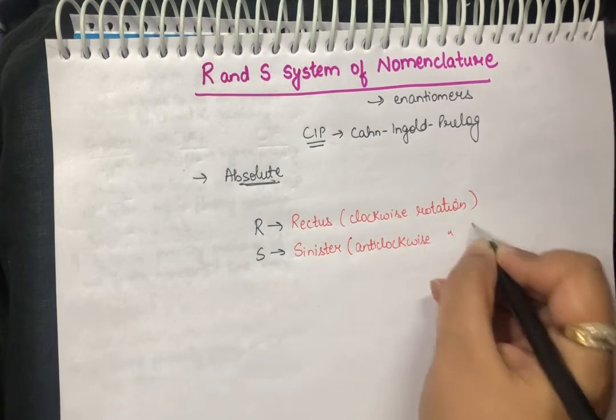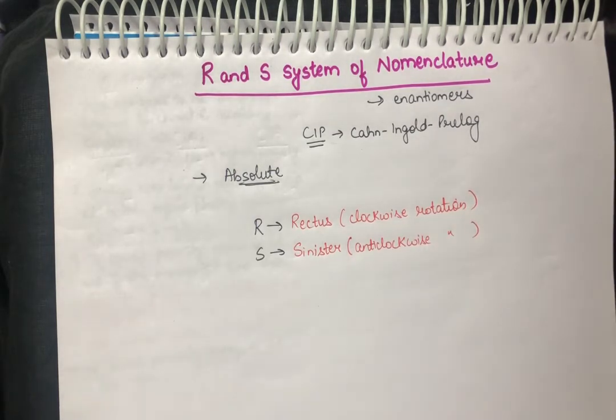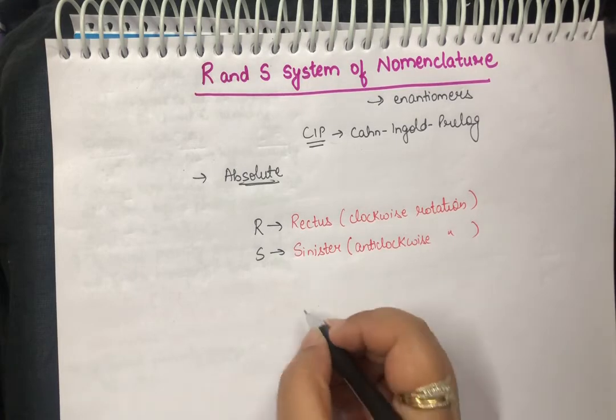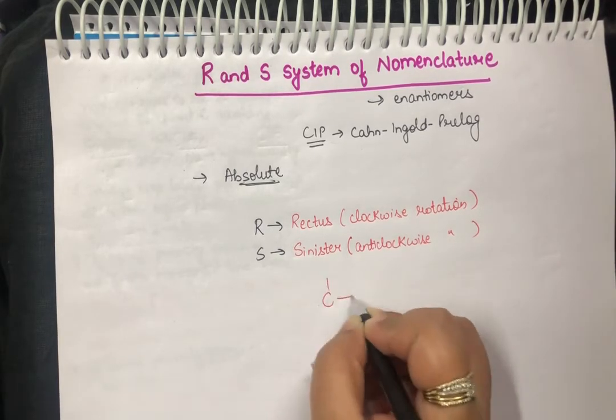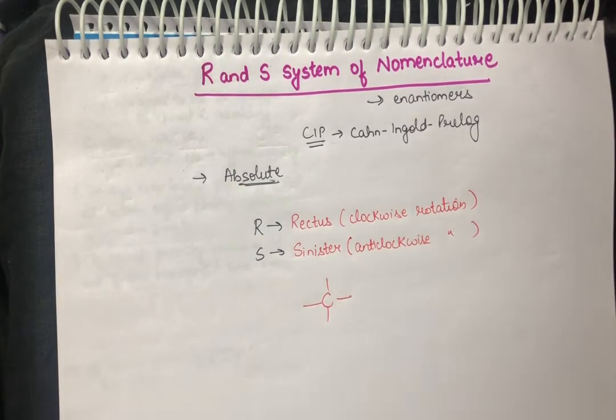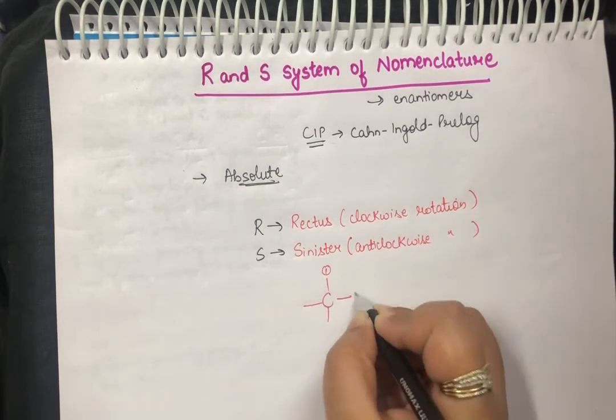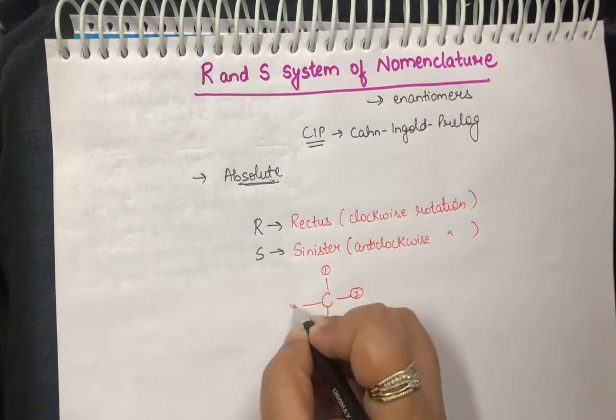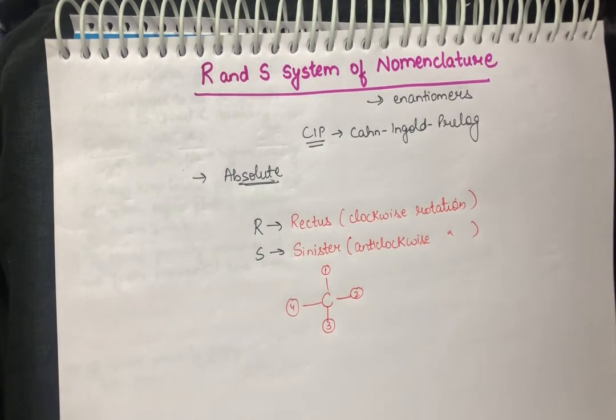Now, how do we decide the rotation? I will tell you a little later in the video. But before that, I want to tell you how this R and S is used. For example, I have a chiral carbon which has all 4 different groups attached to it. Let's say 1, 2, 3 and 4. How do I give these priority numbers from 1 to 4? That I'll also discuss when I discuss the rules.